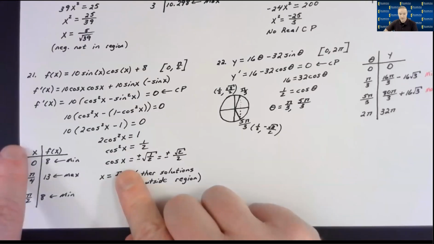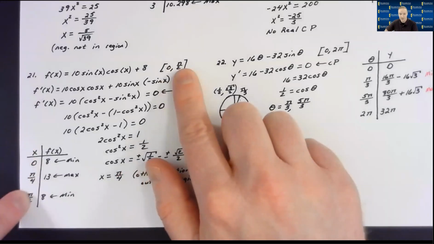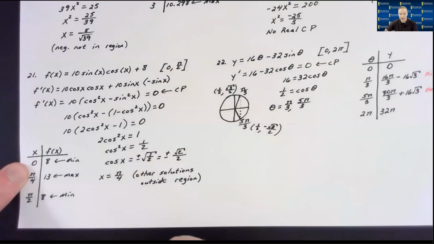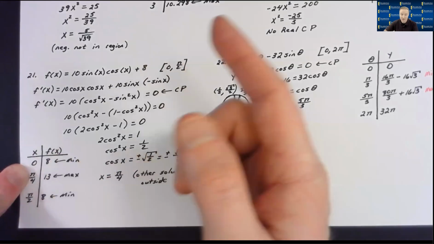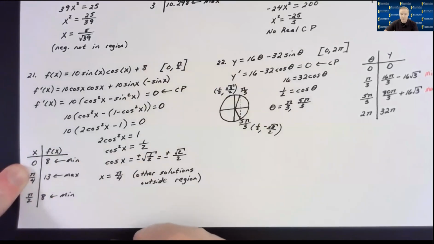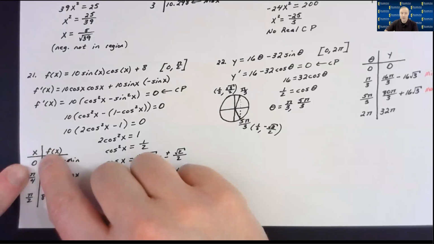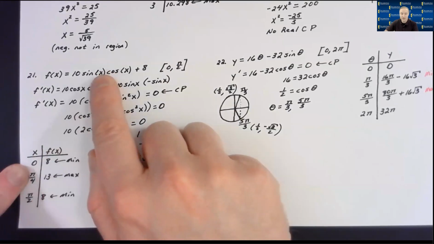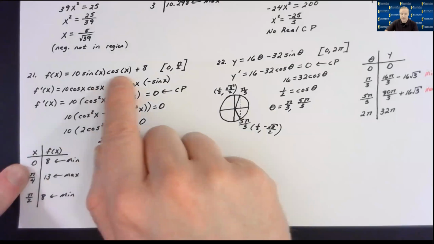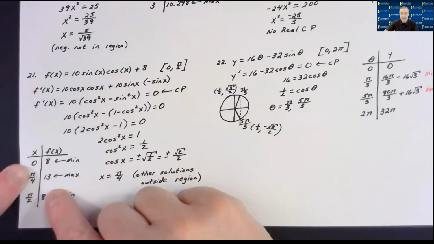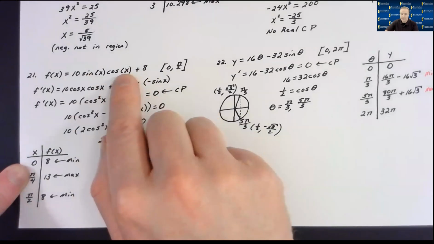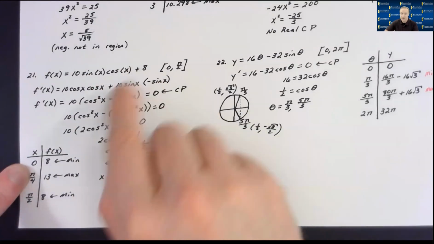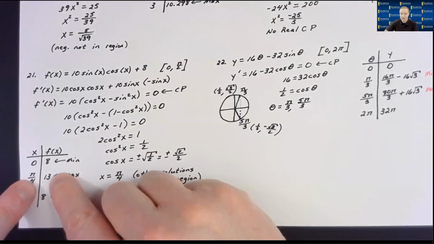Now, over here, my values of x that I test are the endpoints and the only critical point within them, pi over 4. I plugged those into my original function. And actually, this one I just did in my head because it's super easy. When you plug in the 0, the sine of 0 is 0. So all of that is 0, and you get plus 8. When you plug in pi over 2, the cosine of pi over 2 is 0. So all of that would be 0. You still get 8.